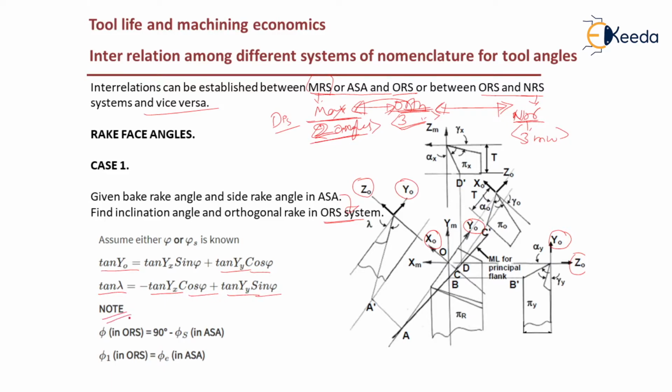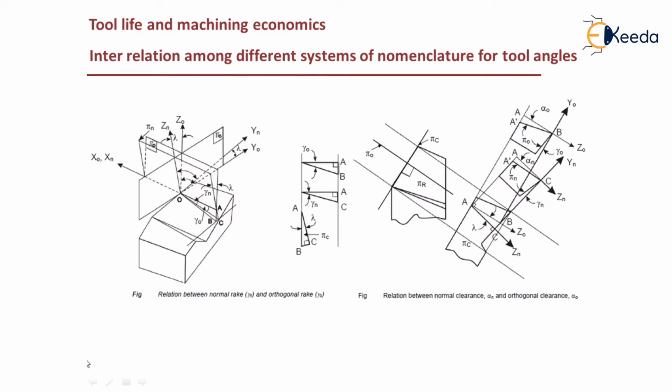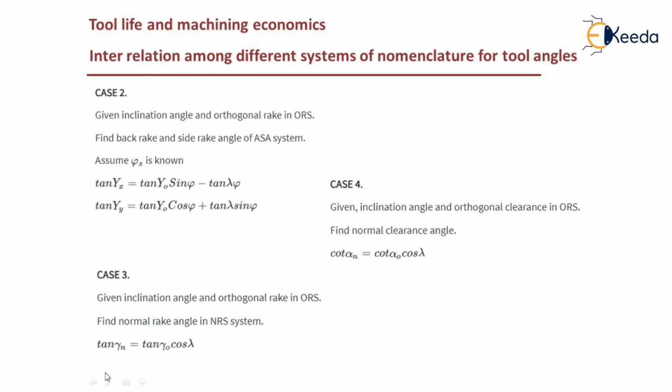Also you need to observe that φ in ORS will be equal to 90 minus φs, which you can see in the sketch, and φ1 will be equal to φe. These are the side clearance angle and end clearance angle. Then you can see the relationship between the normal rake angle and orthogonal rake angle, and the relationship between the normal clearance angle and orthogonal clearance angle. Using this sketch you can get these relations.